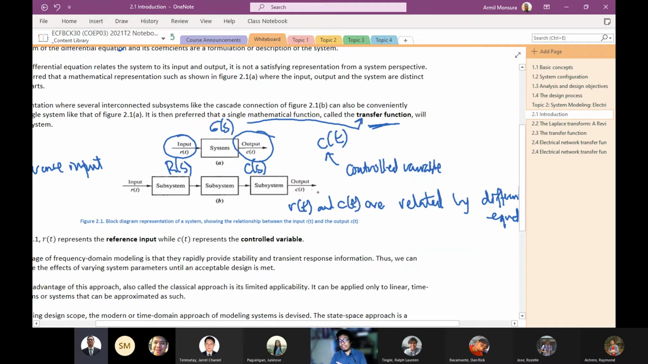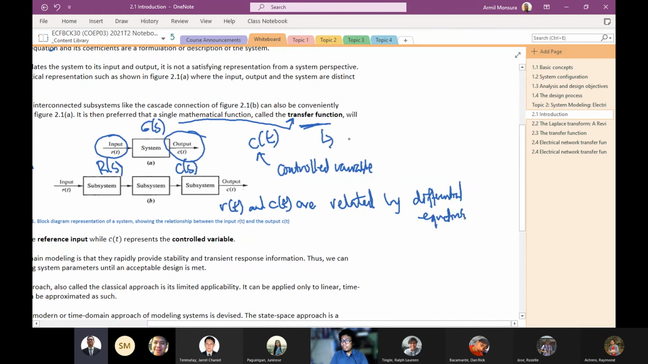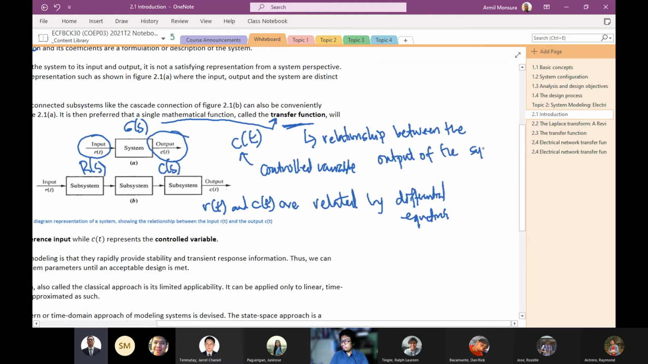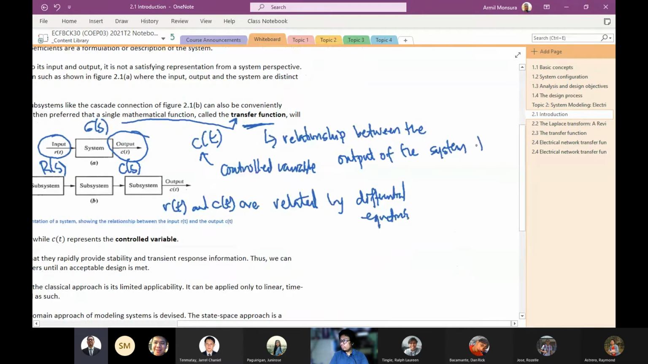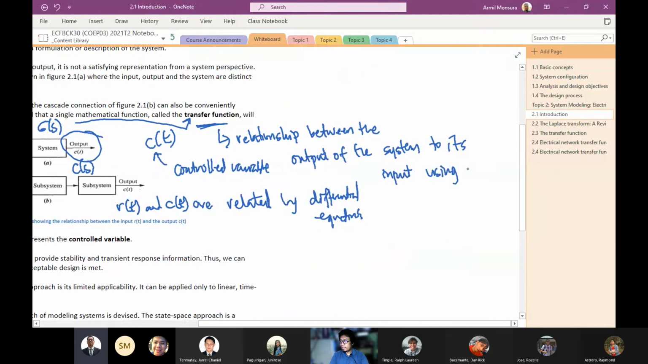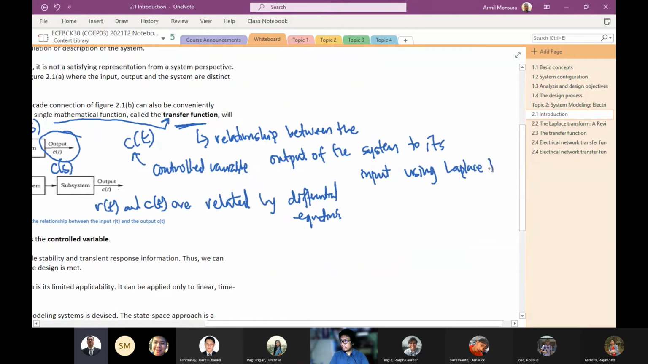So the transfer function relates the output of your system to its input in terms of Laplace transform. That's how we define the transfer function. The transfer function is the relationship between the output of the system to its input using Laplace transform.